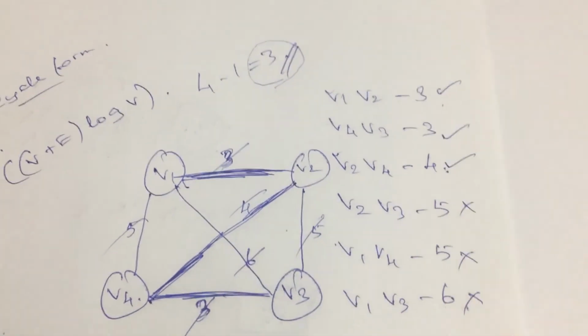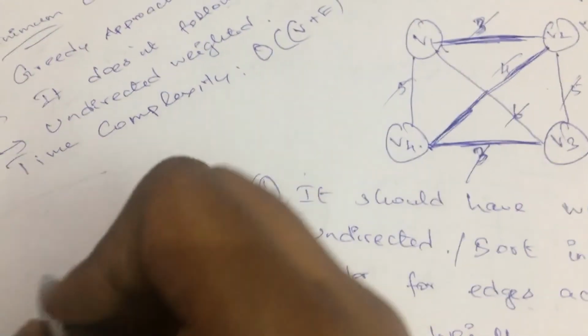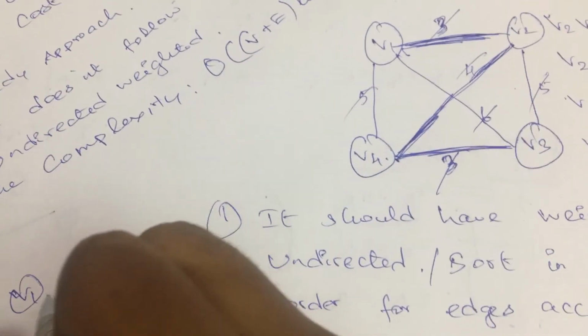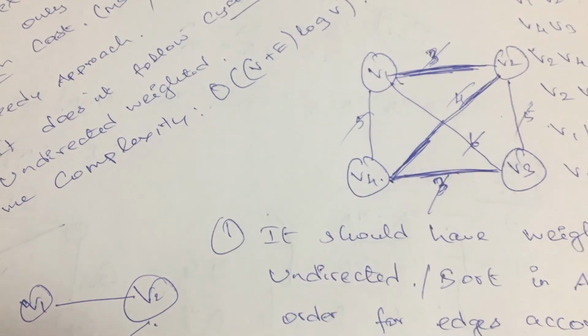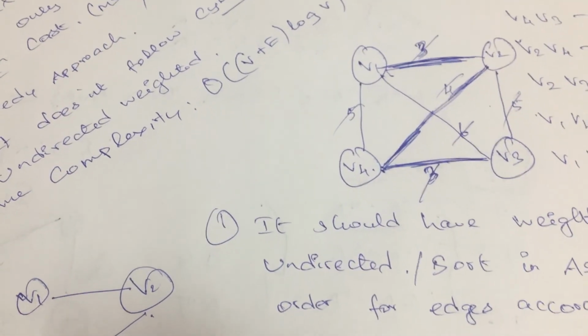And finally your graph looks something like this. From v1 I'll be traversing through v2, and from v2 I'll be traversing to v4. From v4 I'm going to v3. So mark the edges here.